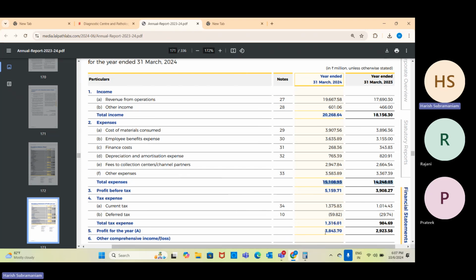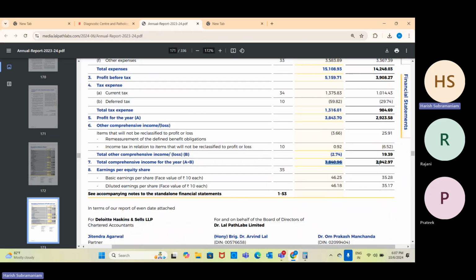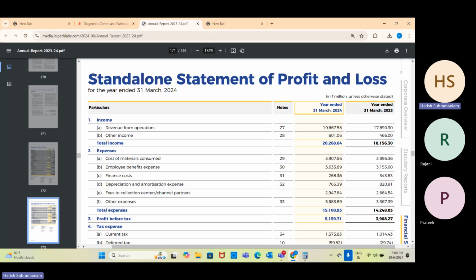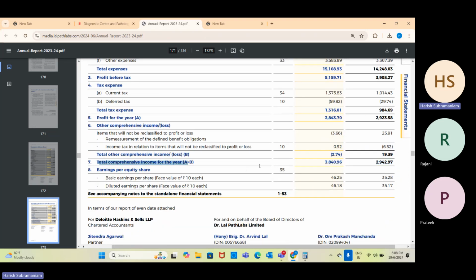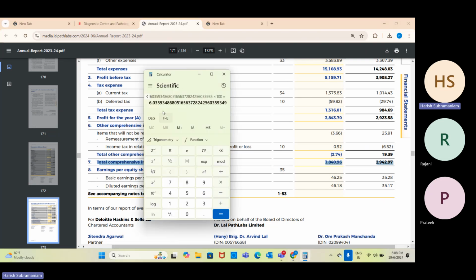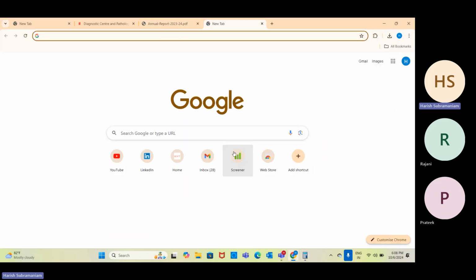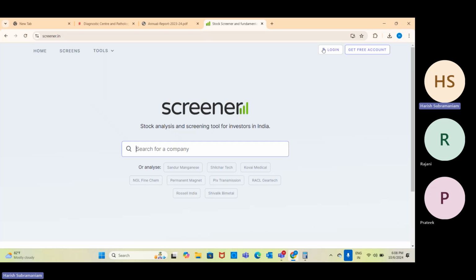What is the kind of growth in the profitability? Revenue growth and then profit growth. This is what we have to look at. And ideally for us, the main thing that determines share price is the growth in the profitability. And since Lal Pathlab has shown more than 30%, this is showing a very positive trend in terms of the profit growth. So let's go to Screener.